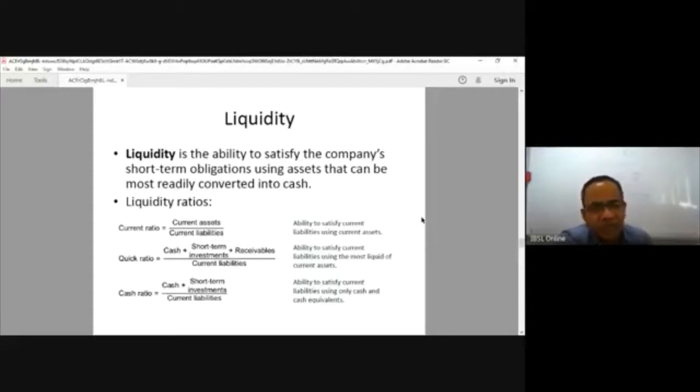Normally, when you calculate the quick ratio, it may not be more than 1, right? If it is more than 1, the business is very good, because even if you don't take inventory into account, the business can still meet the liabilities. Inventory is a subjective term. It can differ from business to business.